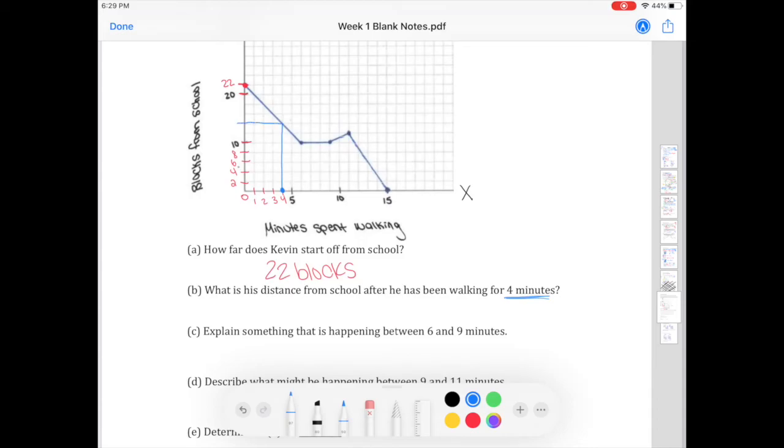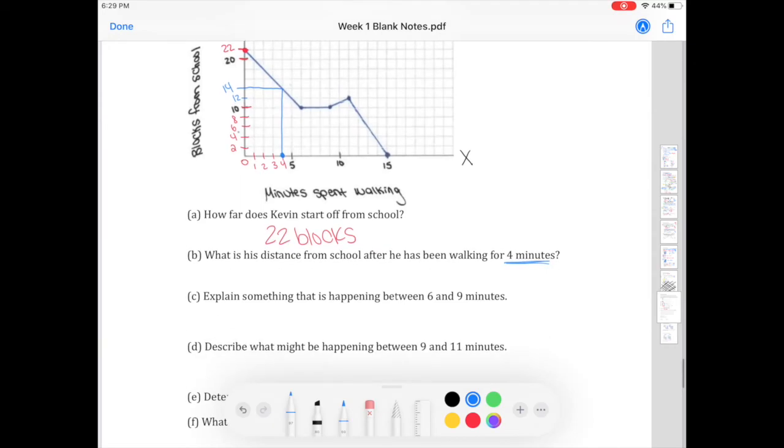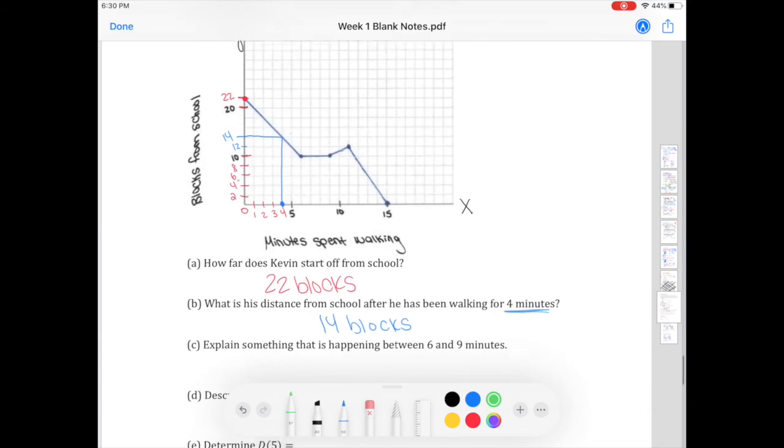So I'm just going to draw a line up until I hit the graph, and then I'm going to scoot that line over right here. That's how many blocks away from the school he is after 4 minutes, and that's going to be 14 because remember, we're counting by twos. So he is 14 blocks away from the school after he's been walking for 4 minutes.